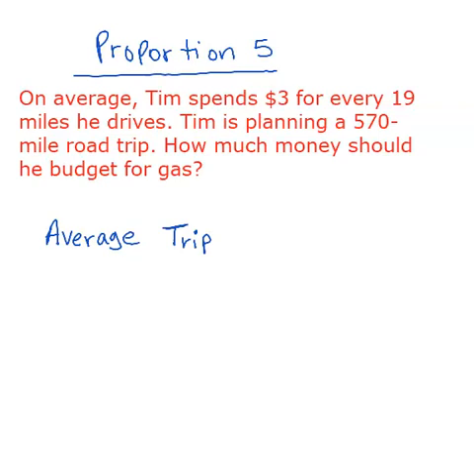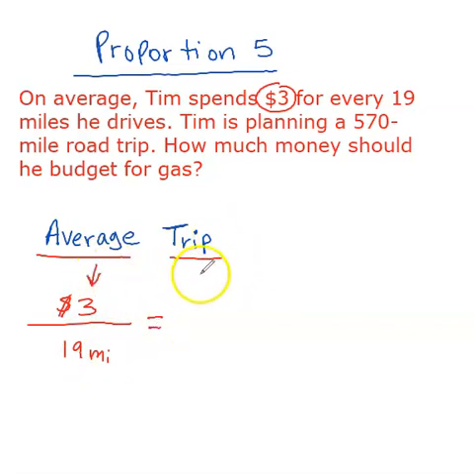So it's good to separate the information that you have and make sure it's clear for you and others to understand. I put here average on the left and trip on the right. The average that we see is $3, that's what has been given here, over the 19 miles he drives. I'm going to put MI, that signifies miles. Now the trip: we don't know how much it is, as we're looking for how much money he should budget for gas. So that'll be x over 570 miles.